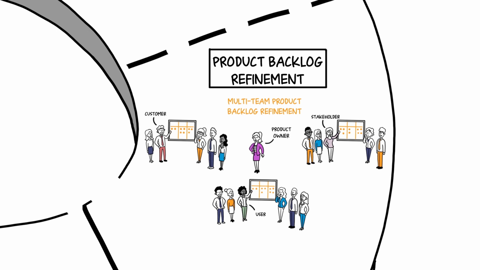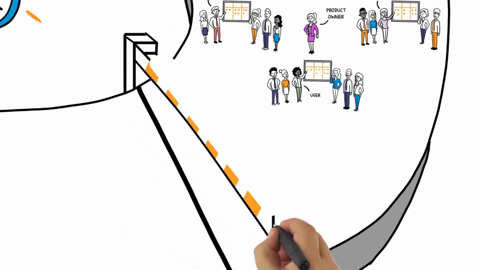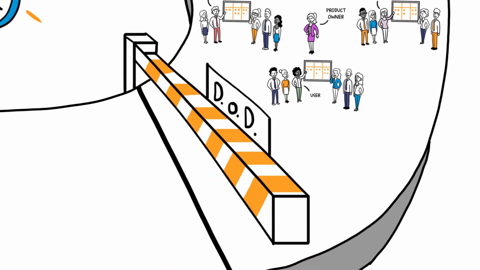With the help of a shared definition of done, which applies to all teams, transparency is created as to which work has been completed as part of the increment.